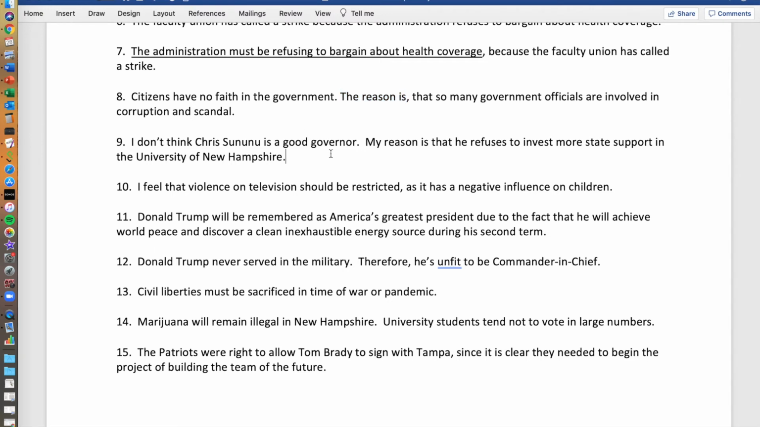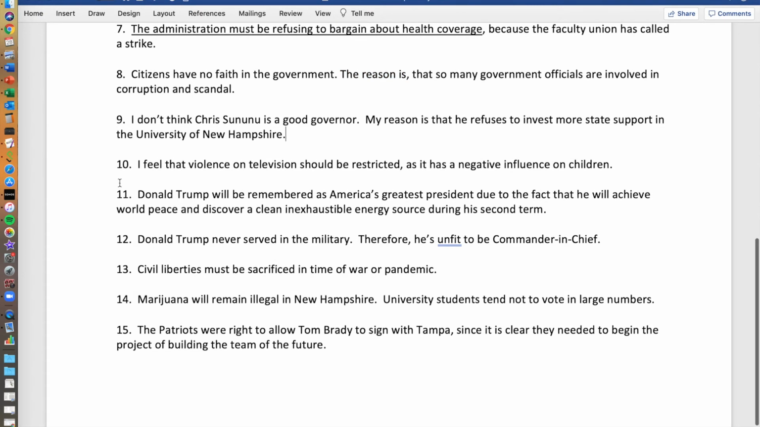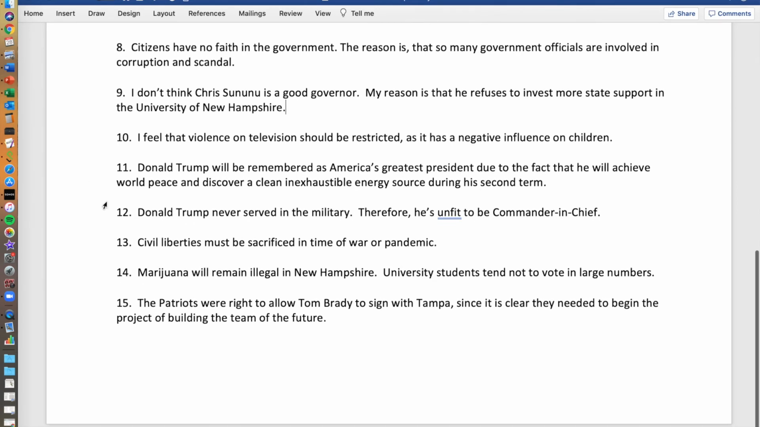Now we would contrast that with number 9. I don't think Chris Sununu is a good governor. My reason is that he refuses to invest more state support in the University of New Hampshire. So here we take the two sentences, and again, we have a very similar seeming argument indicator here, my reason is, but you notice the difference here.